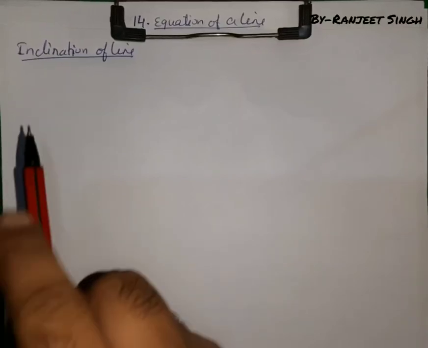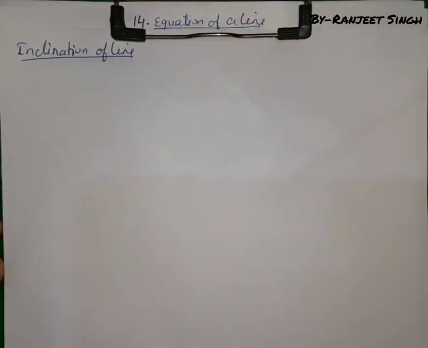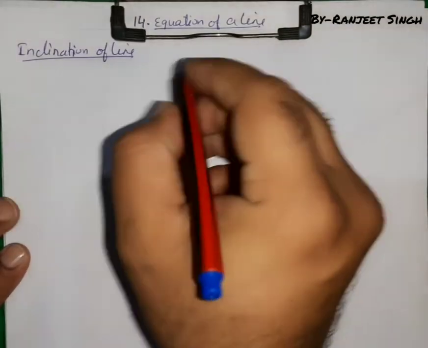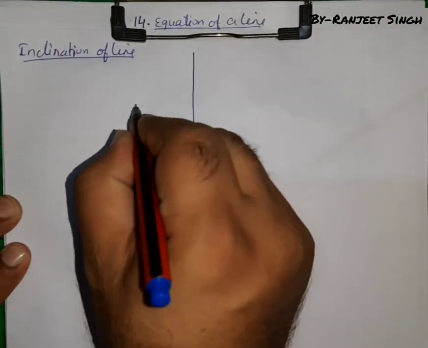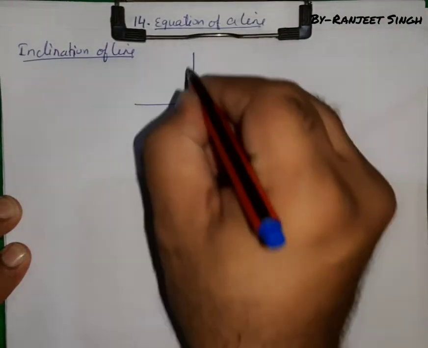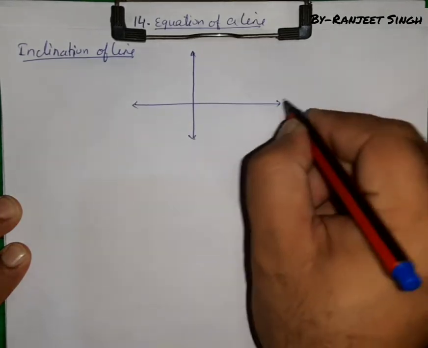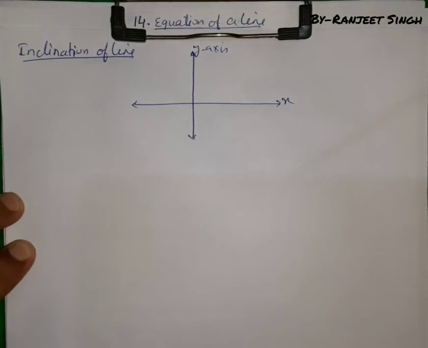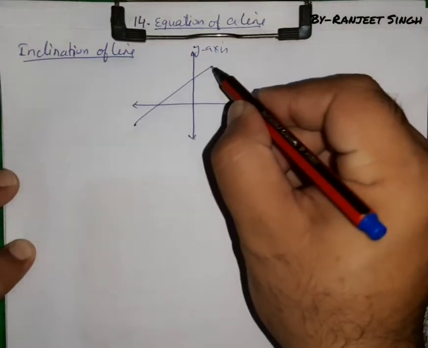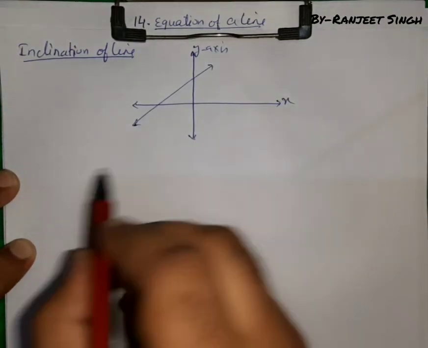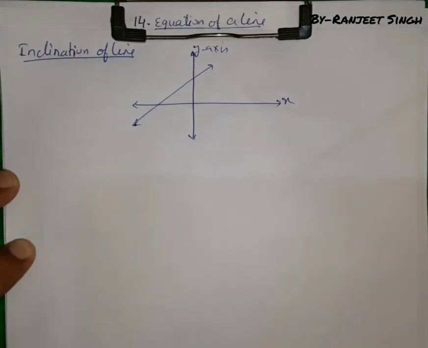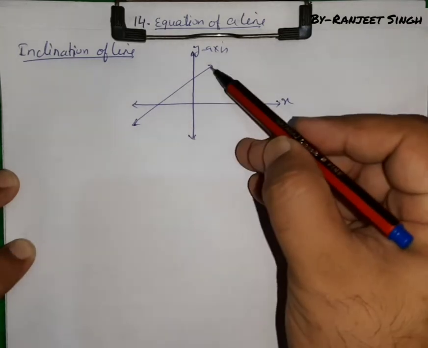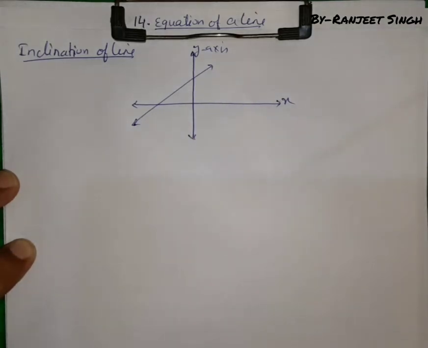Hello students, our next topic is inclination of line. So inclination means, let us say that this is x-axis and this is y-axis. So inclination means the angle made by any given line with the x-axis. So angle made by any given line with the x-axis is called as the inclination.